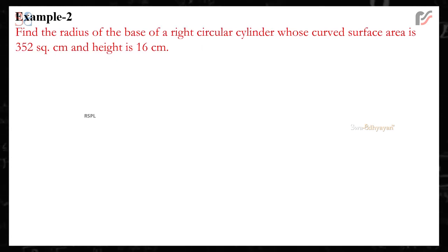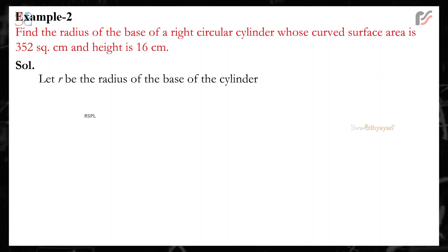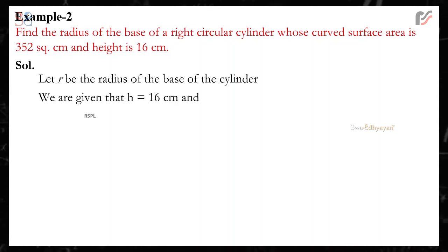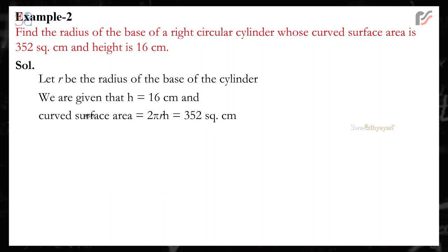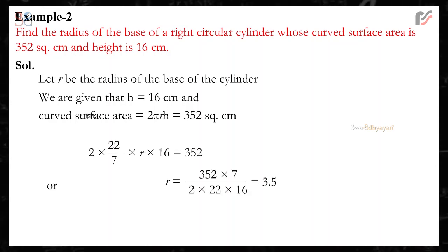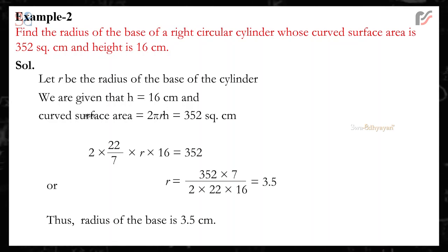Example 2. Find the radius of the base of a right circular cylinder whose curved surface area is 352 square centimeters and height is 16 centimeters. Solution. Let r be the radius of the base of the cylinder. We are given that h is equal to 16 centimeters and curved surface area is equal to 2πrh, which is equal to 352 square centimeters. So 2 into 22 upon 7 into r into 16 is equal to 352, or r is equal to 352 into 7 upon 2 into 22 into 16, which is equal to 3.5. Thus, the radius of the base is 3.5 centimeters.